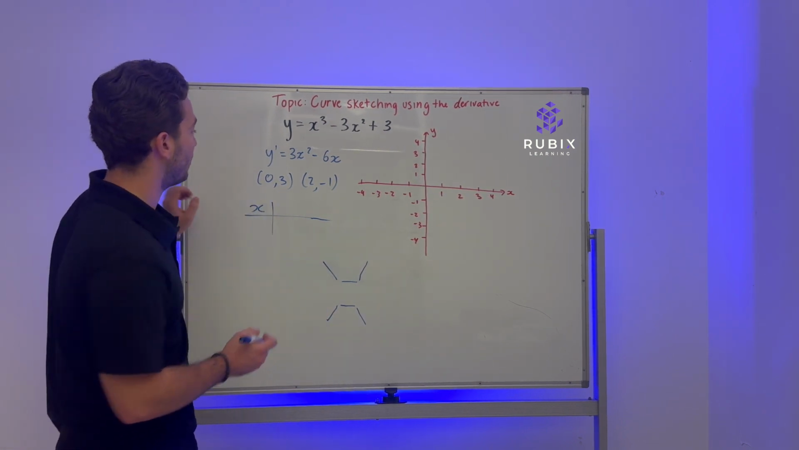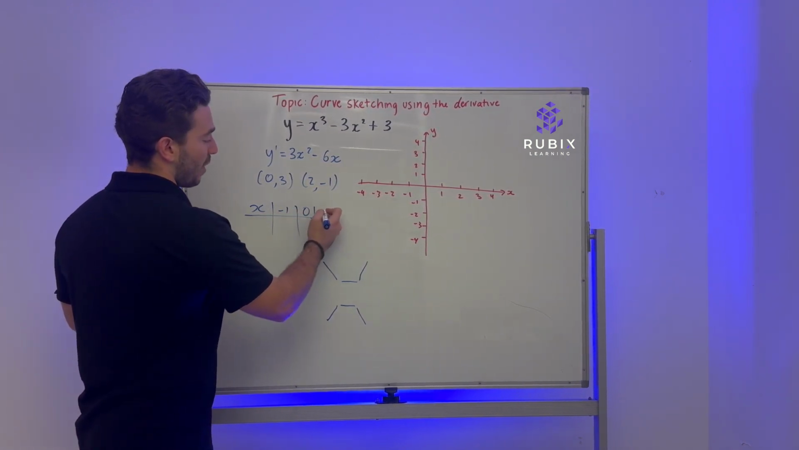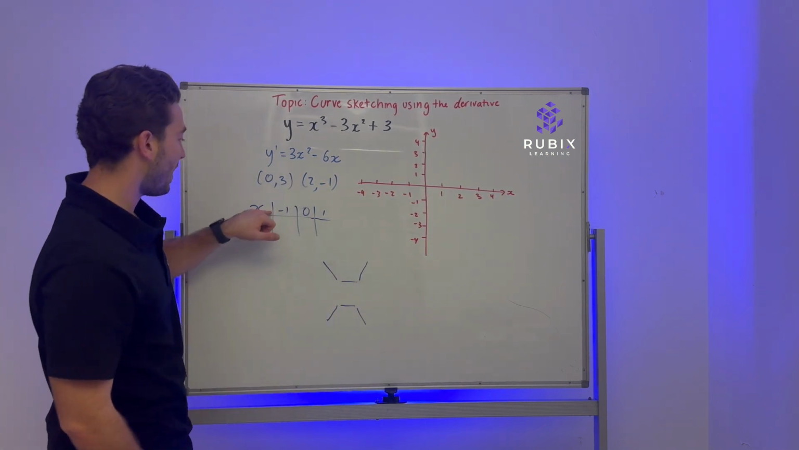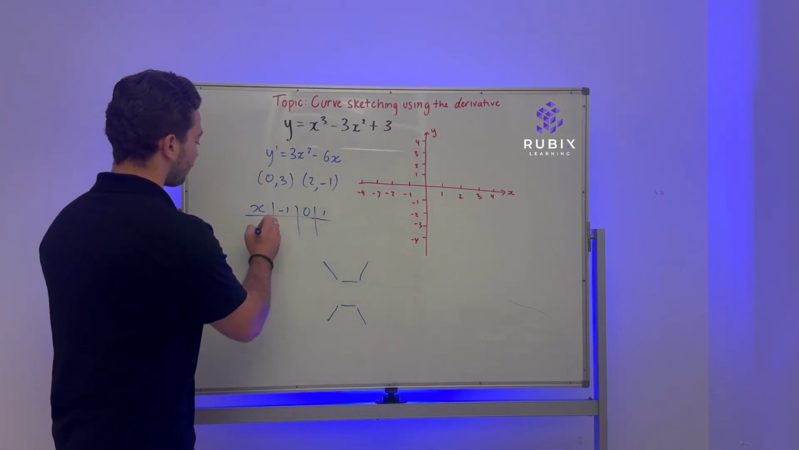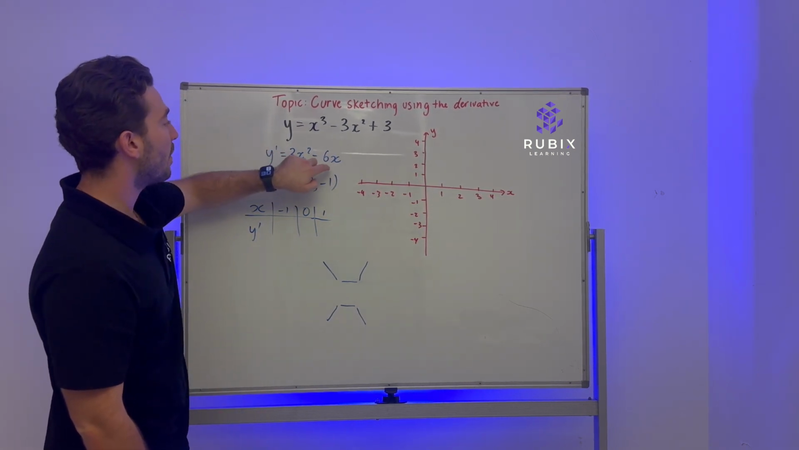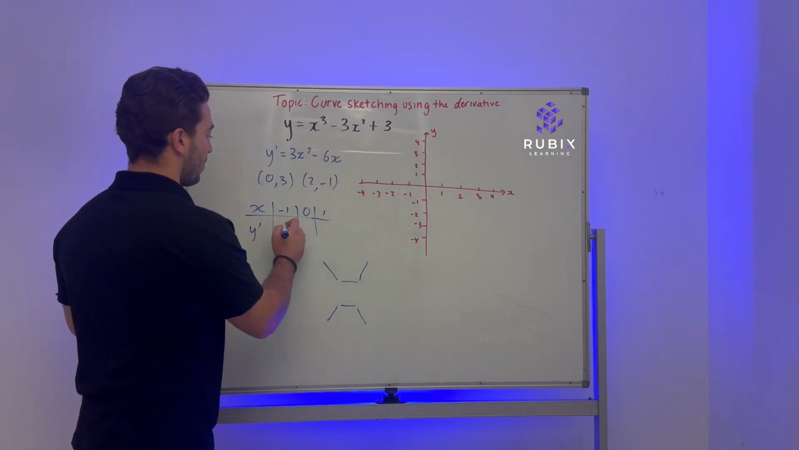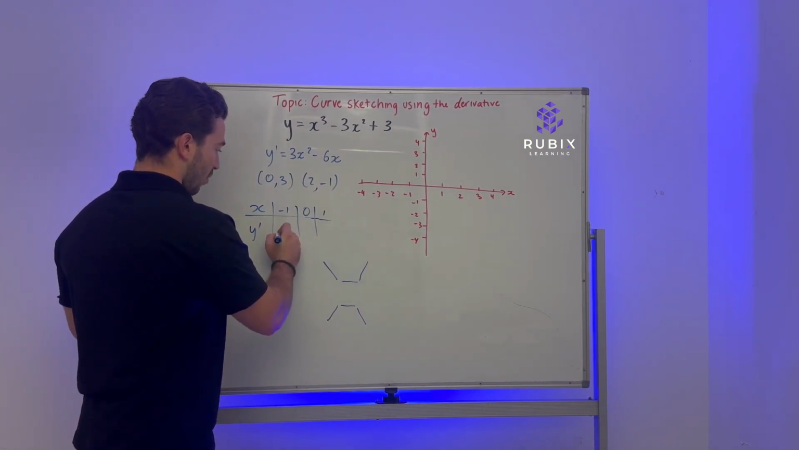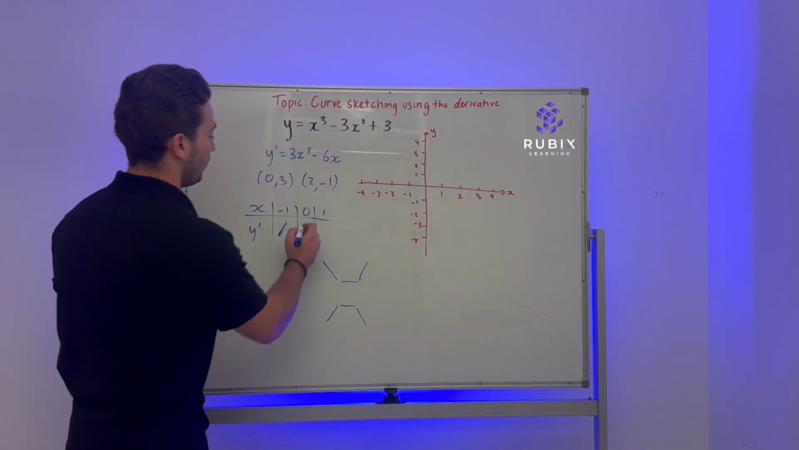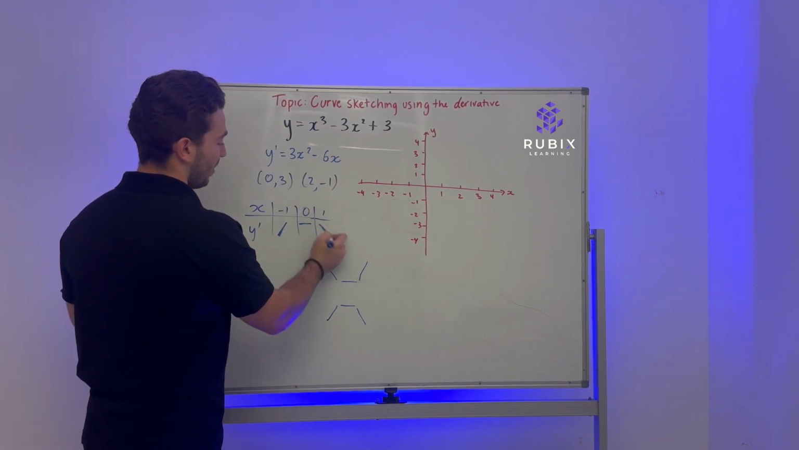So let's test the point 0, and I'm going to test on either side, so -1 and +1. I want to see what's happening on either side. When x is equal to -1, my gradient is going to be 3 times 1 is 3, plus 6, which is 9, so I get a positive. When x is equal to 0, I get 0 minus 0, so 0. And when x is equal to 1, I get 3 minus 6, which is negative.